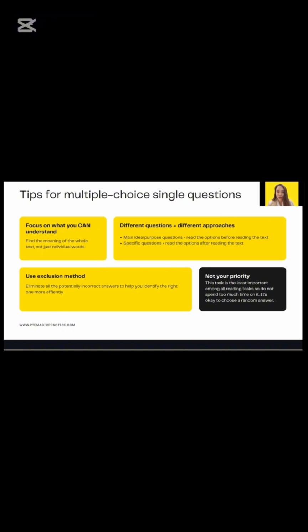Different questions, different approaches. I already showed you before. There are two types of questions. One is main purpose questions and another one is specific questions. So for both, you have two different ways to approach it. You can also use the exclusion method. It really helps to eliminate all the wrong ones to identify the right ones. Lastly, this is not your priority. If you can't find the answers within 2 minutes, then just choose a random answer so that you have more time to do other sections.